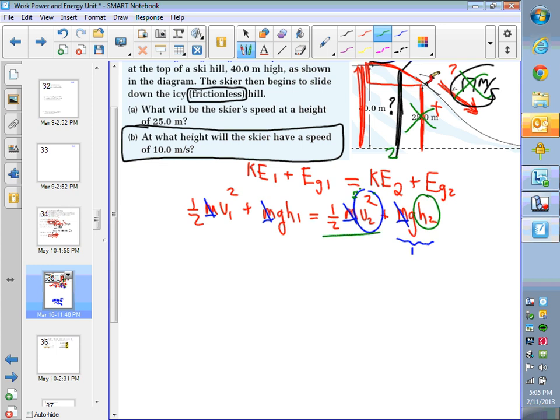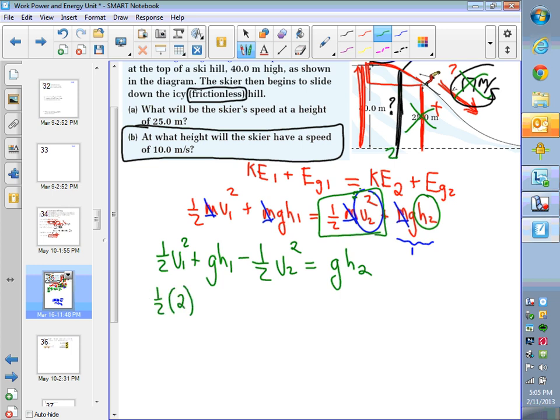So we're going to take the 1/2 mv2 squared to the other side and subtract. So we will have 1/2 v1 squared, the m's still canceled, plus gh1. We'll subtract 1/2 v2 squared, and that will be equal to g times h2. So we will have the 1/2, the v1 was still 2 meters per second. We have 9.81 times the first height of 40. Then we will have 1/2 times the velocity at the second point, which was 10 meters per second squared, and that will be equal to gh2.